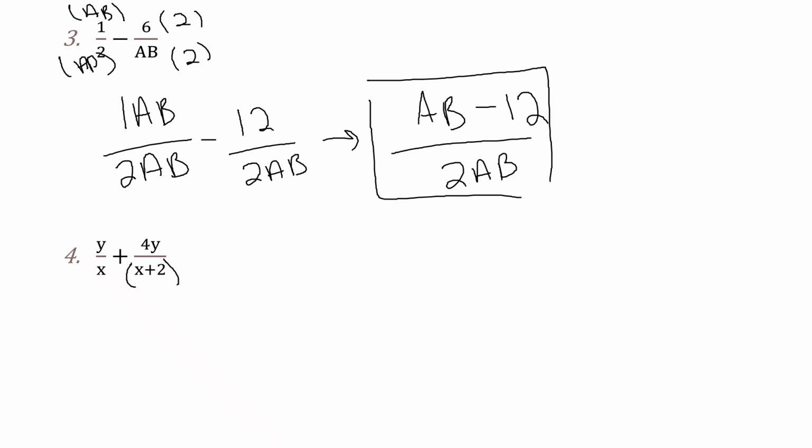Now number 4 is the hardest kind because remember, this is one piece. I can't separate it. So I'm going to have to multiply my first term by x plus 2. My second side, I just do by my x.